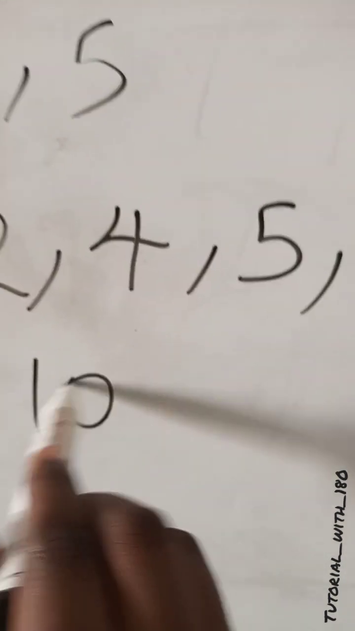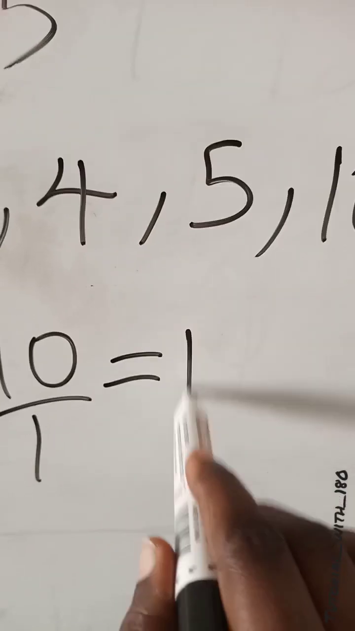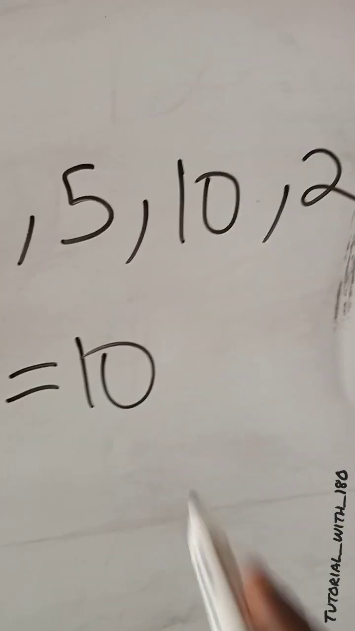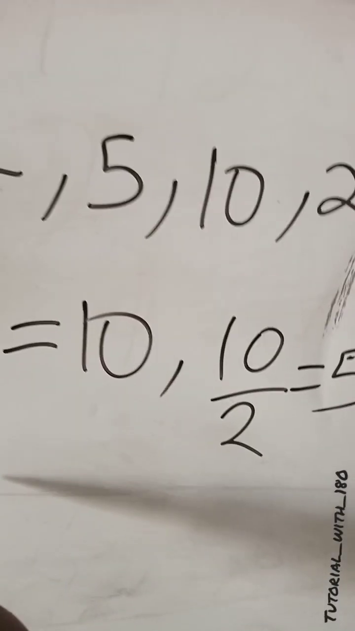Then we move to 10. Firstly, 10 divided by 1 will be what? 10. Then the next we'll move to 2. If 10 is divided by 2, will it give us a whole number? Yes, it will give us 5, because 5 times 2 is 10. We move to the next one. What will we divide 10 by?